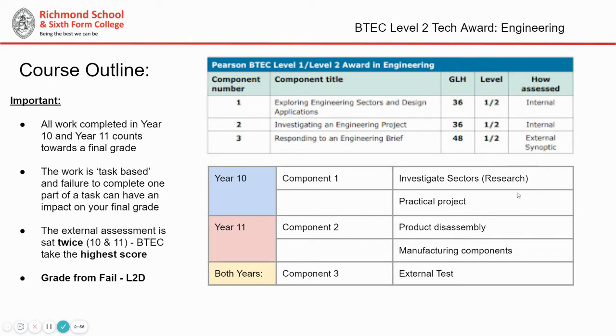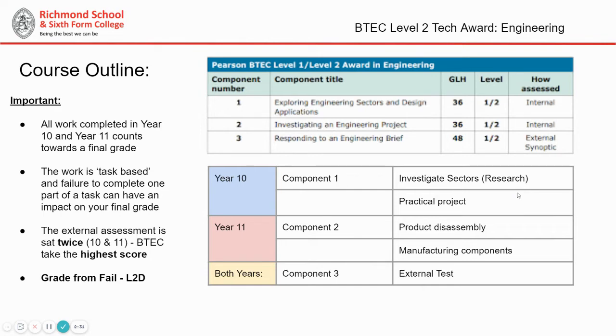You do it in year 10 and in year 11 in February, and the purpose of that is that if you do particularly badly in year 10, it gives you the chance to do it again in year 11. But if you do well in year 10, you can have another go at it in year 11. And if you do well in year 10 and not as well in year 11, the exam will take the highest score. So it's just an opportunity to have a go at doing it twice.